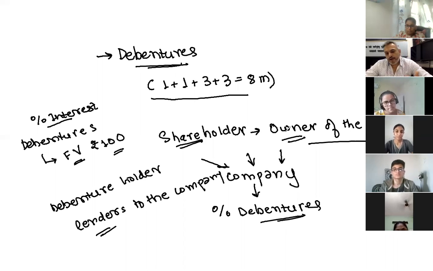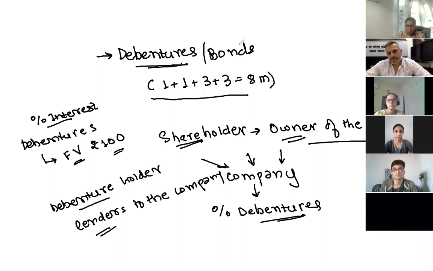But we don't want so many owners, and we don't want to go through the whole process again. So we go for a faster way of raising funds from the general public, in the form of debentures or in the form of bonds. Either you call it debenture or you call it bonds, they are very similar instruments. Got it? So this is the crux of this chapter: what is the difference between debentures and shares, and what type of instrument a debenture is.